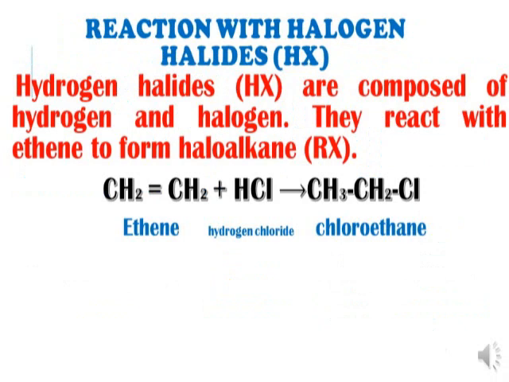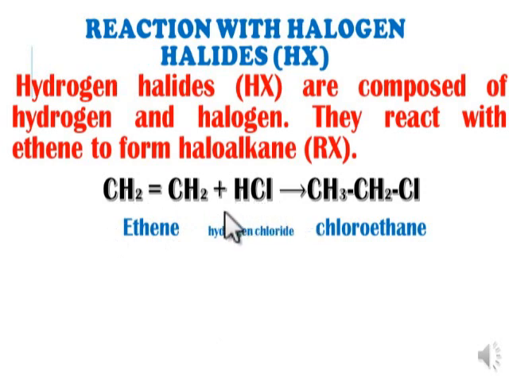Next, reaction with halogen halides. Halogen halides, symbolized with HX, are composed of hydrogen atom and halogen atom. Okay, they react with ethene to form haloalkane, that is RX. Look at the reaction here. You have CH2 double bond CH2, that's ethene, reacting with hydrogen chloride. Hydrogen chloride is an example of hydrogen halides.